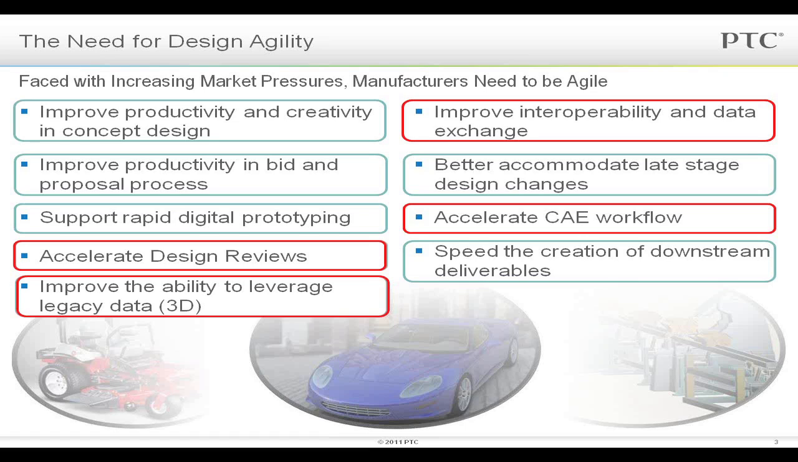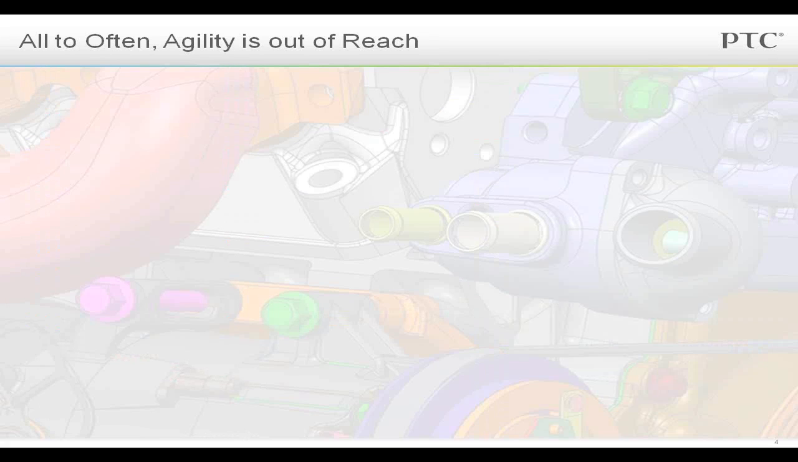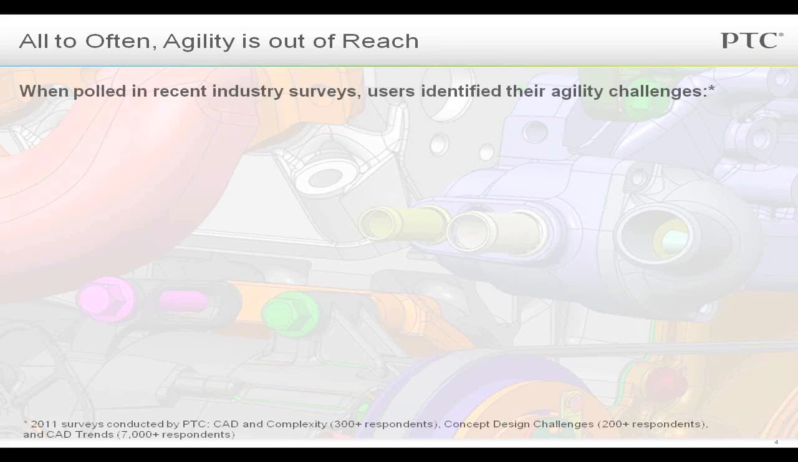Now, obviously, there's an awful lot of capability needs there, and clearly, we can't do everything all at once. That really means that often this agility is very much out of reach. So we actually reached out to the industry, the MCAD world, and really asked our users and other users what their challenges typically were. And from that, we could then start to develop product.